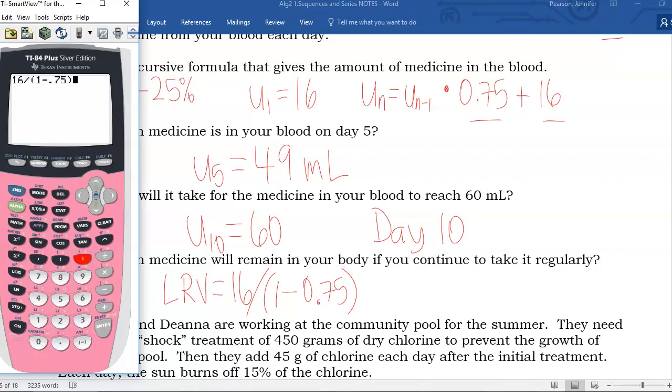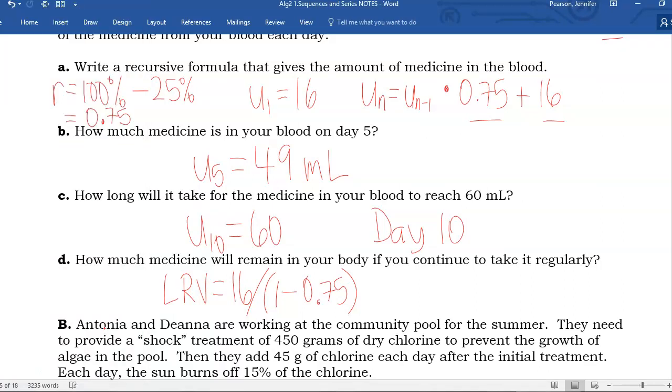So I'm really doing 16 divided by 0.25, and that is, as we already saw, 64. So if you take your medicine every single day, you'll keep a constant 64 milliliters in your bloodstream.